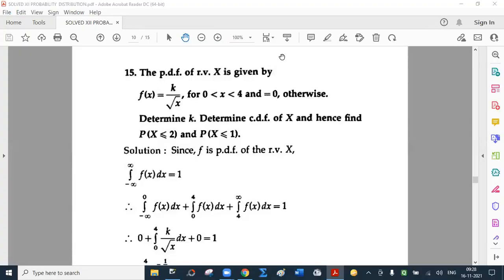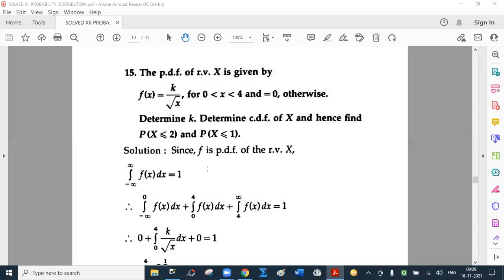Now this is the last sum. Of course, after this, we'll be discussing two sums which are not given in the textbook but are important. 15th, the PDF of a random variable x is given by f of x equal to k upon root x for 0 less than x less than 4 and equal to 0 otherwise. Determine k. Determine CDF of x and hence find P of x less than or equal to 2, P of x less than or equal to 1.